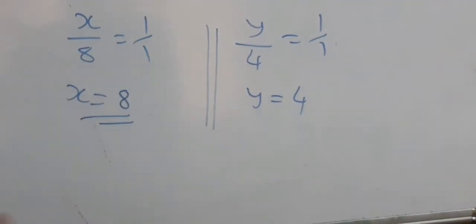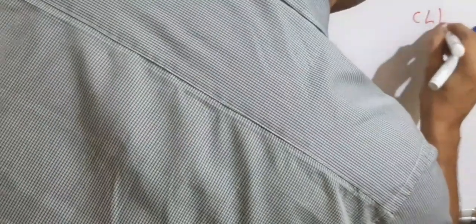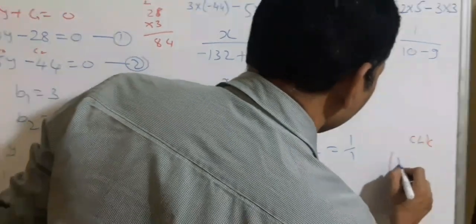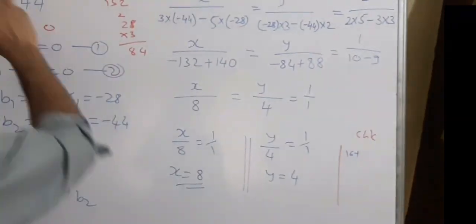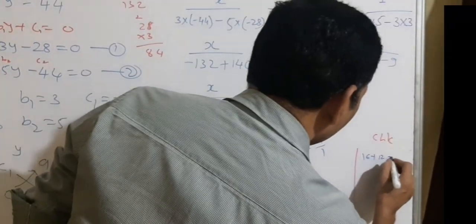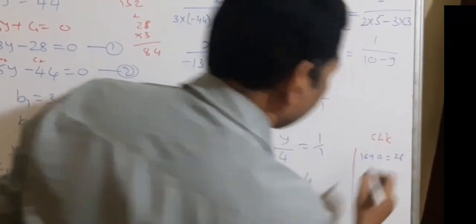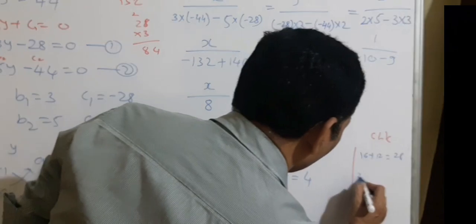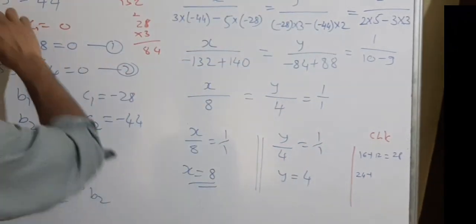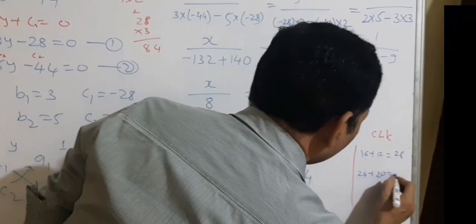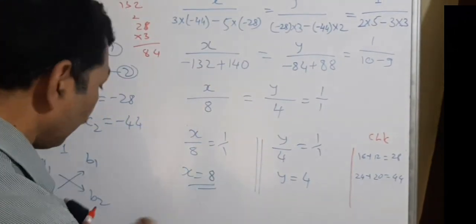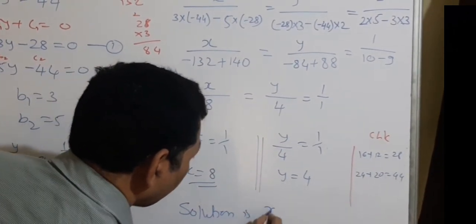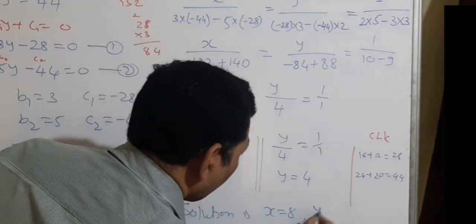We will check it. First equation, 2 into 8 will be 16. Plus 4 into 3 will be 12. 16 plus 12 is 28. Yes, it satisfies equation 1. We will go for equation 2. 3 into 8 is 24. Plus 4 into 5 is 20. 20 plus 24 is 44. And therefore, our solution is x is equal to 8, y is equal to 4.